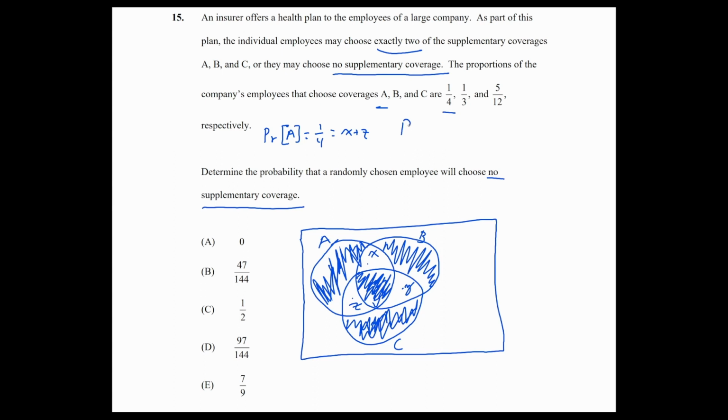Now, we can also do the probability of having coverage B. Coverage B is going to be X plus Y, but that's also 1/3, so 1/3 is equal to X plus Y. And then the probability of C, right up here, so I have room, is going to be 5/12, and that's going to be Y plus Z. Okay, so now we have our equations, and now it's up to us to solve everything.